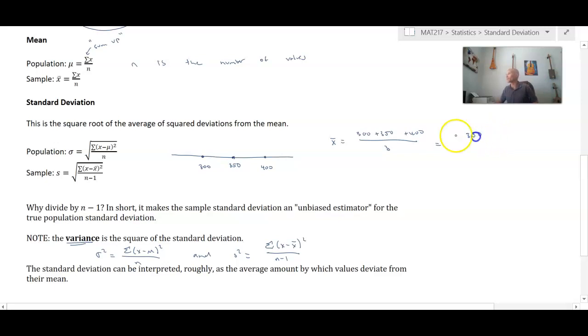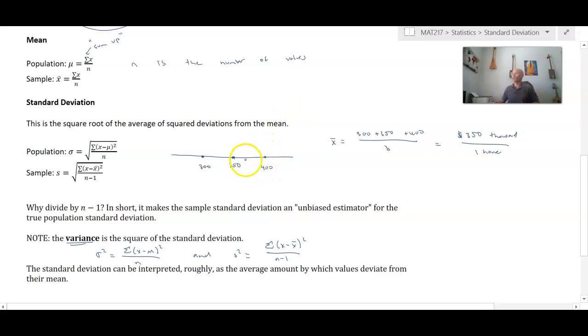So 350,000 per home. So if all the homes were worth exactly the same amount, they would be worth 350,000, right? We'd kind of borrow 50,000 from this $400,000 house, give it to the $300,000 house. They would then all be equal at 350 if we redistributed the wealth.